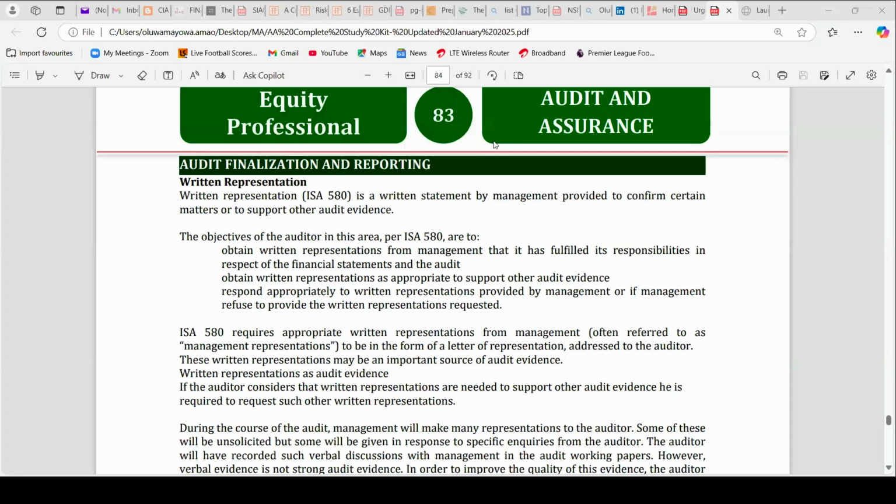Now, this week, what we are looking at is audit finalization and reporting. We are coming gradually to the end of this class, the whole preparation for this exam. I understand that the exam is in May, but what we are trying to do is that we finish on time so that students can do revision.